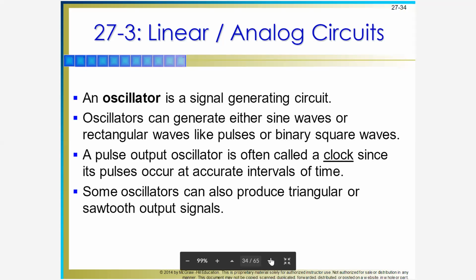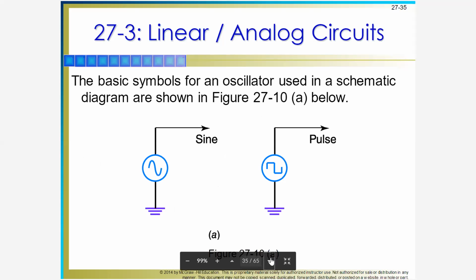Next, we have the basic symbol for an oscillator. Since it's AC, we have the alternating current form, a sine wave, on the left side. On the right side is a pulse, which is a square wave. That is the basic symbol. The other one is in sine form, or sinusoidal, and the right side is a pulse, a square wave.